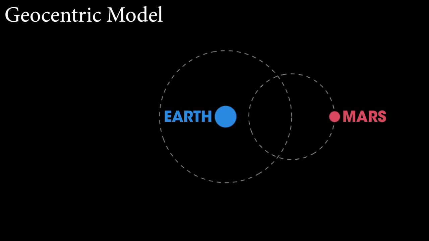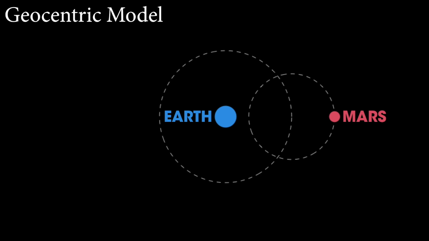Okay, but you can explain the same observations with a different model that has the wrong structure for our actual solar system. And this is the geocentric model. So you can construct a model in which Earth is at the center of the solar system, as pictured here. Again, this is a cartoonish, simplified version of the accurate model.